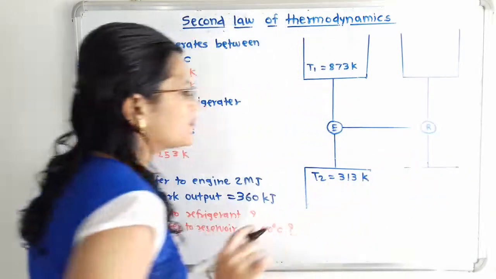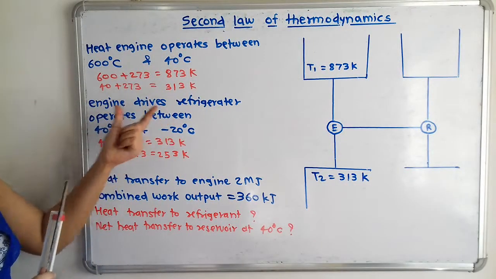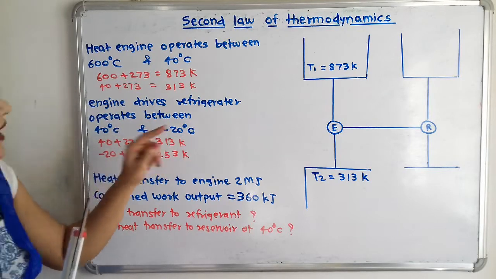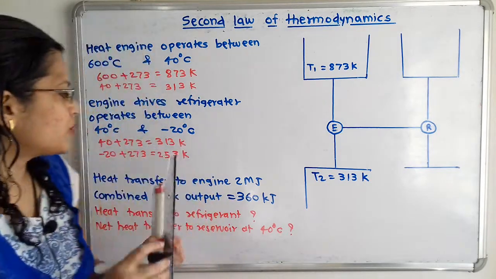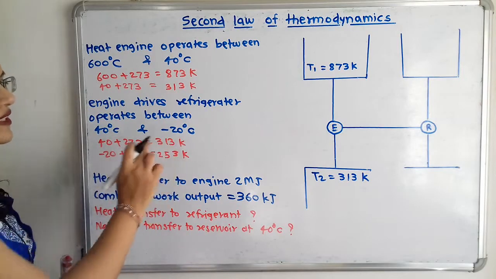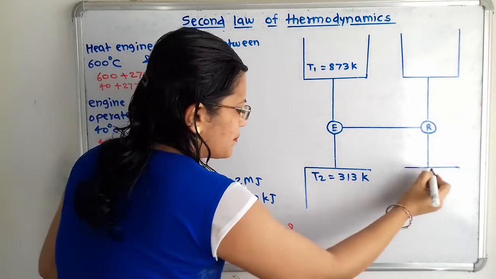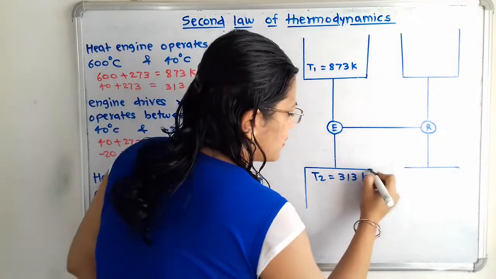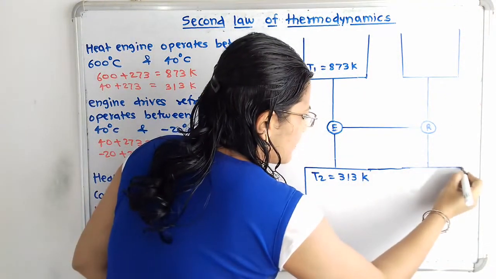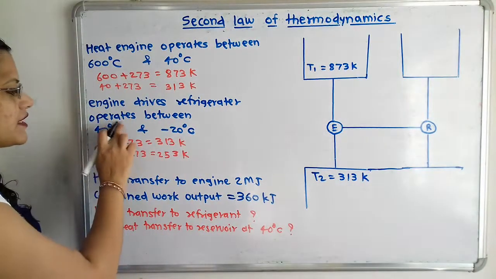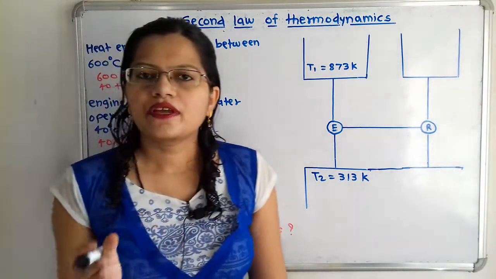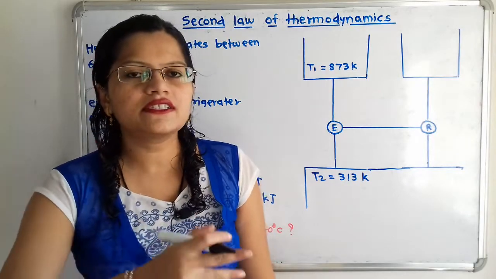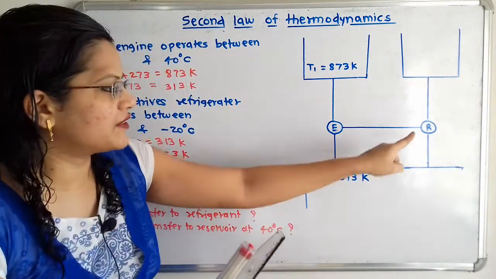Now if we observe the refrigerator, it operates between 40 degrees Celsius and minus 20 degrees Celsius. Here 40 degrees Celsius means 313 Kelvin. So this reservoir at temperature T2 is also at 313. Now this 40 degrees Celsius reservoir is the atmosphere, where the heat is rejected from this refrigerator.